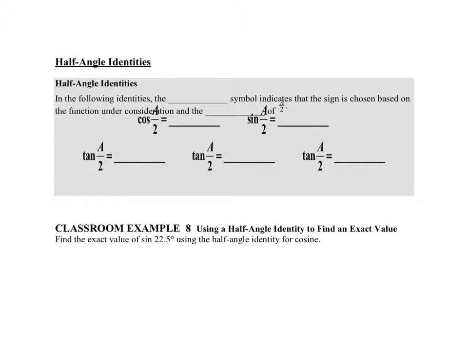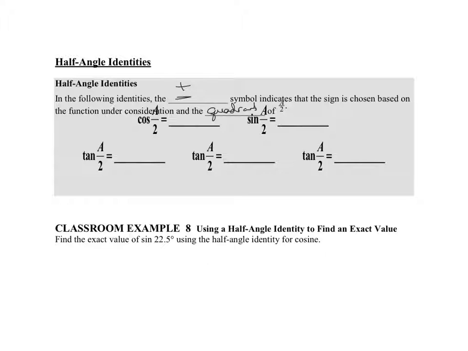We have even more identities. Aren't you excited? Okay. These are the half angle identities. In other words, if we have the cosine of some angle measure divided by 2, we're going to see there's both positive and negative symbols in front of these on our sheet, and that's going to tell us that we have to be careful to choose the right sign based on the function under consideration and what quadrant we are in.